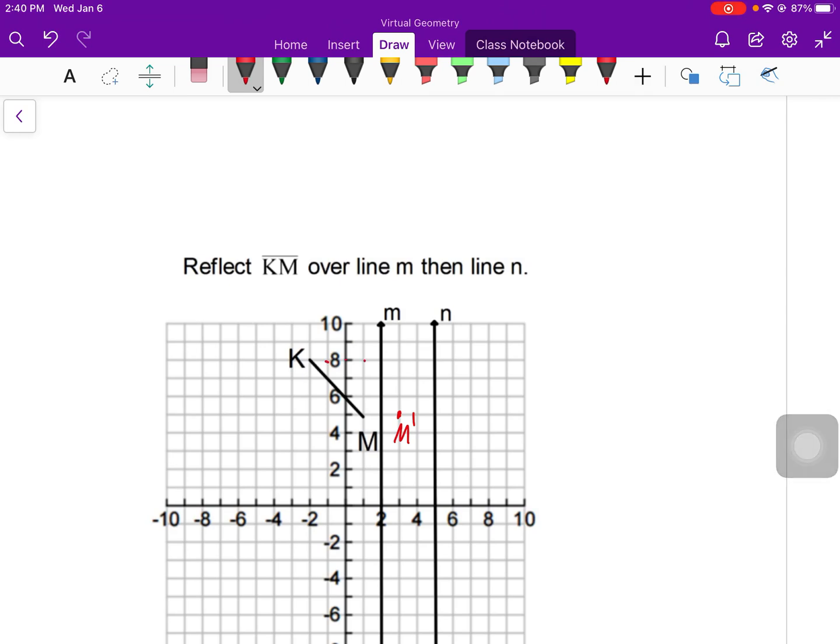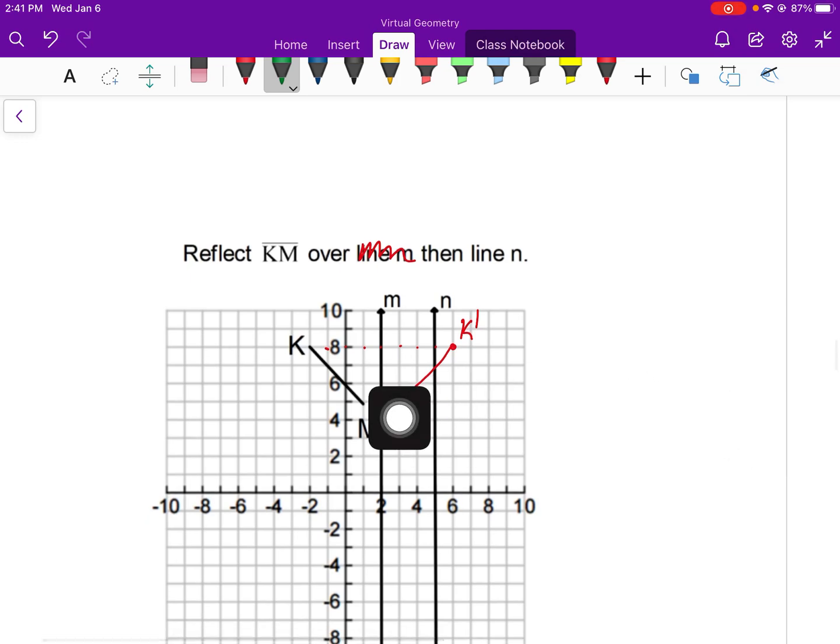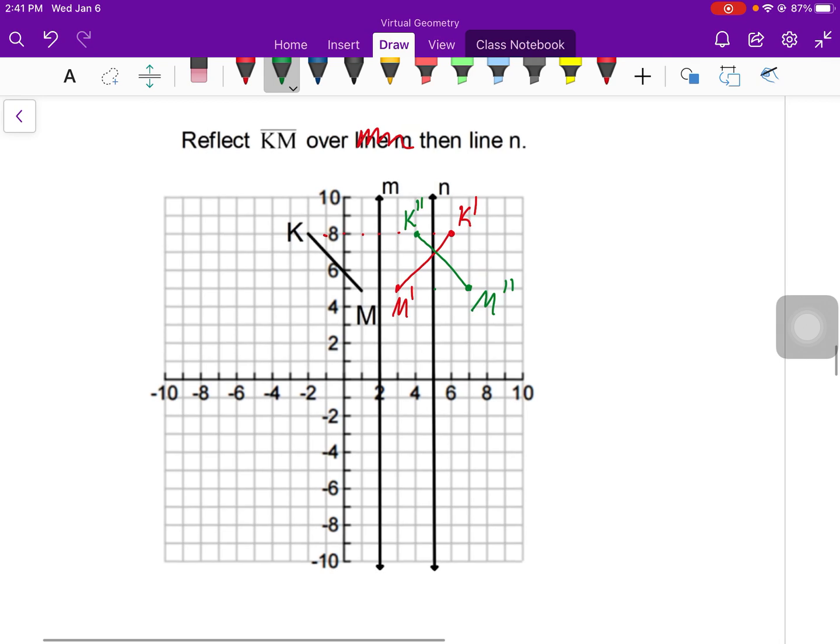All right, K is 1, 2, 3, 4 spots to the left of line m. So 1, 2, 3, 4 spots to the right of line m is K prime. I have done the reflection over line m, so I'm going to cross it off. Since I'm on my iPad, I'm going to use different colors. If I'm going to go across line n next, I'm using just this red M prime K prime, or K prime M prime. K prime's one spot to the right, so K double prime will be one spot to the left because we have to go across that line. M prime is 2 spots to the left, so that is 2 spots to the right for M double prime. So I get my final answer just like that.